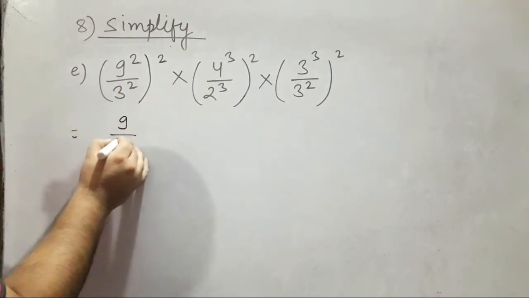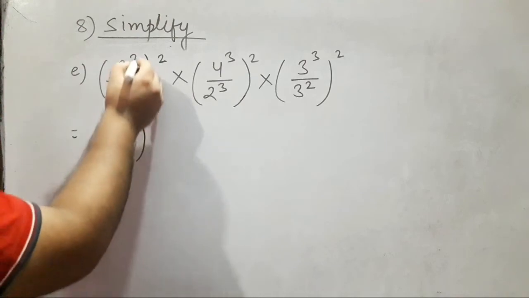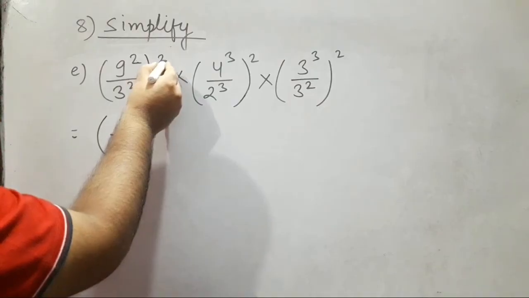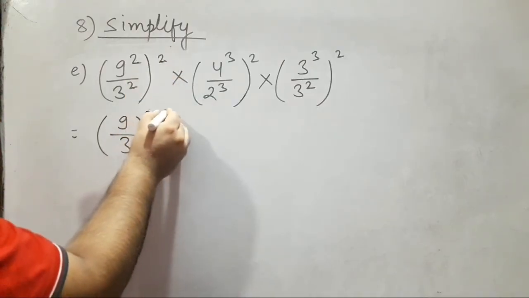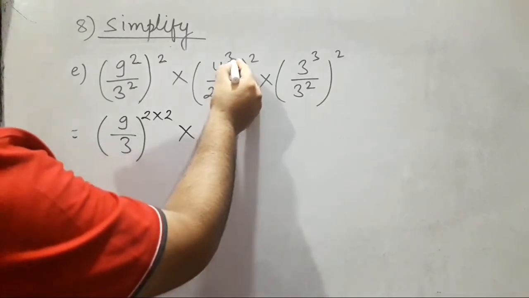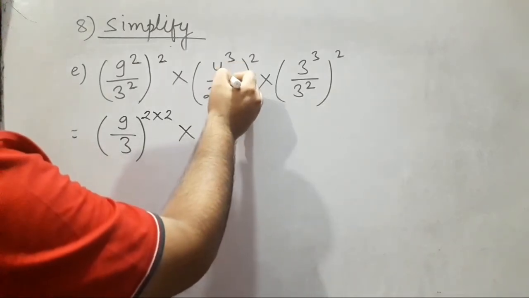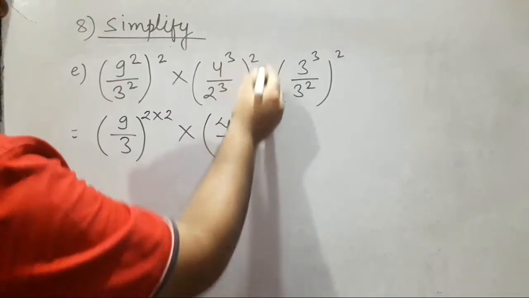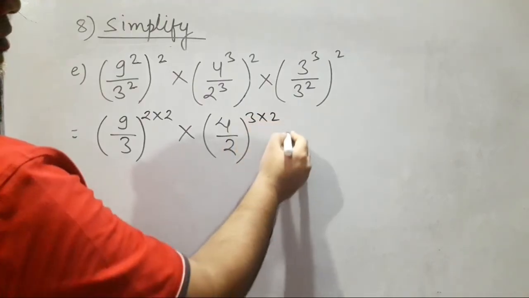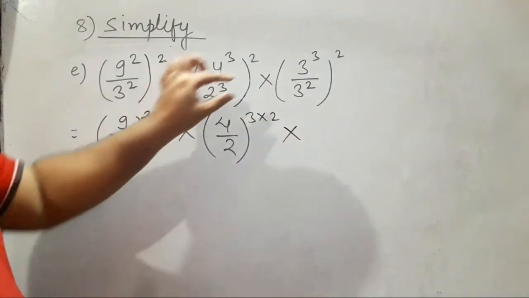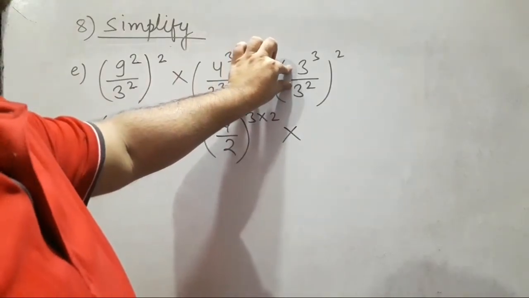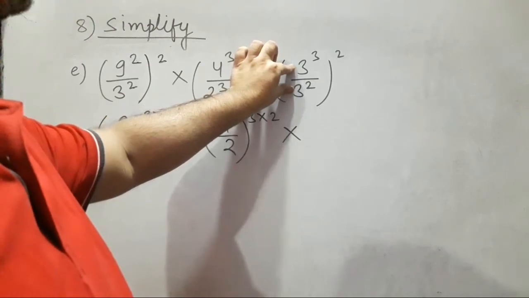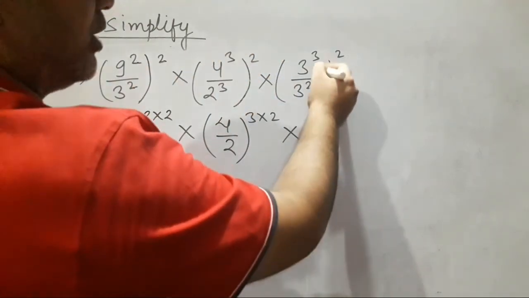So (9/3) in brackets, these powers became common and came outside and multiplied to another power which is outside. 2 into 2 into... Here also these powers are the same, so here also we can take the powers common. (4/2) in brackets, 3 into 2 into... Here we can see that the bases are the same. So when the same bases are divided, then according to the quotient law of indices, we can subtract the powers.